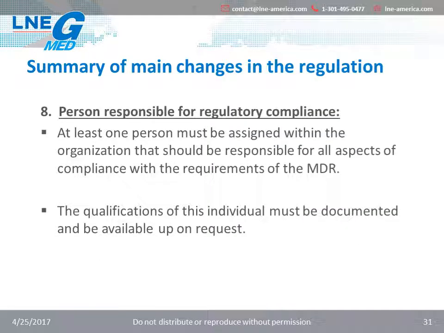Change number 8 in the regulation is person responsible for regulatory compliance. At least one person must be assigned within the organization who should be responsible for all aspects of compliance with the requirements of the MDR. The qualifications of this individual must be documented and be available upon request.